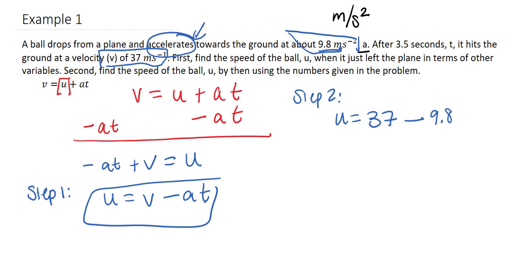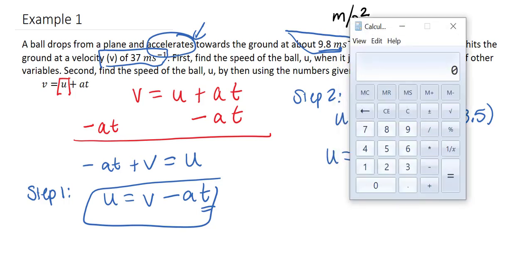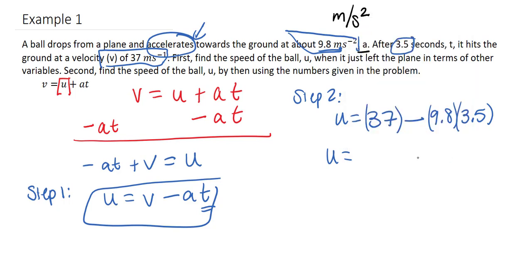And then we have t, right? So we need to plug in t, which, when we look, is 3.5 seconds. Now we can put all of these in parentheses. Then let's solve. We have 9.8 times 3.5, which is 34.3. So this becomes 34.3, because we did the multiplication first.